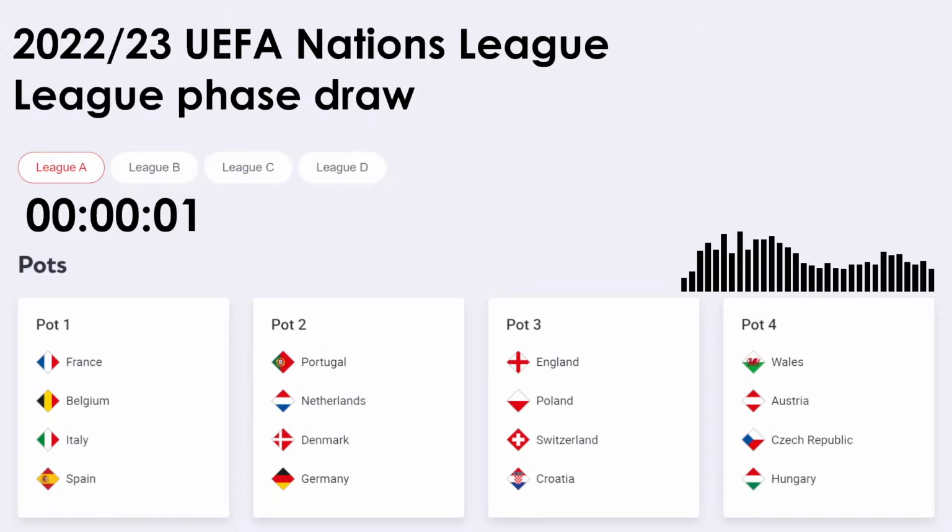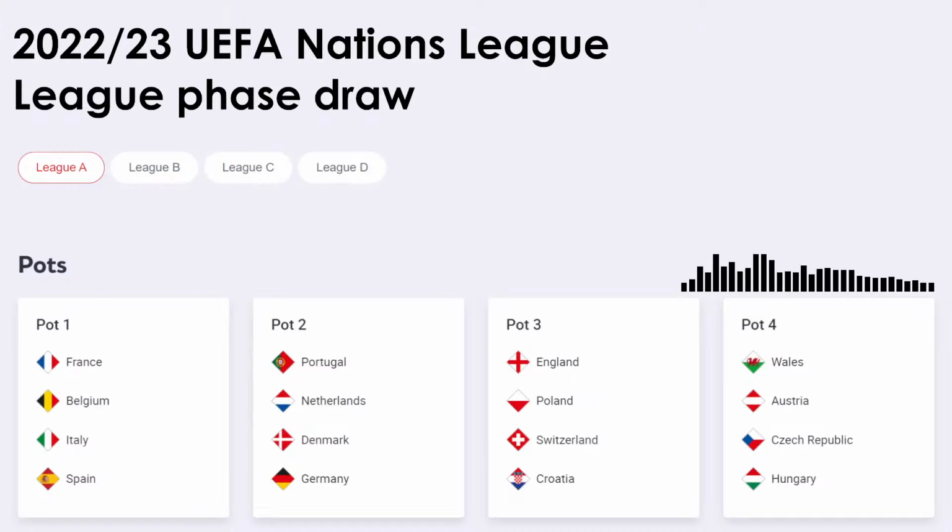We can see that they are arranged by their rankings. France is ranked number one, and they are in the first position of Pot 1. Belgium is ranked second and in the second position of Pot 1. Italy is ranked third and in the third position. And Spain is ranked fourth and in the fourth position of Pot 1.